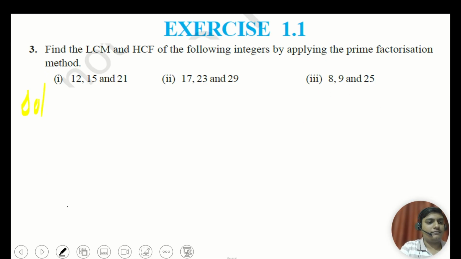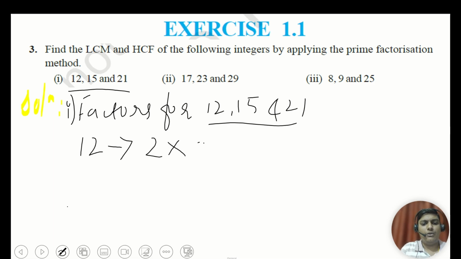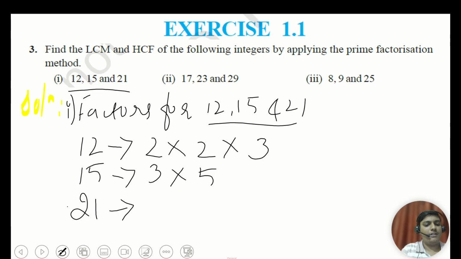So, solution. If I start with the solution, first I have to find the factors. For question number 1, I have to find the factors for 12, 15 and 21, using the prime factorization method. Basically 12 can be represented as 2 into 2 into 3. 2 2s are 4, 4 3s are 12. 15 can be written as 3 into 5. 21 can be written as 3 into 7. Simple.